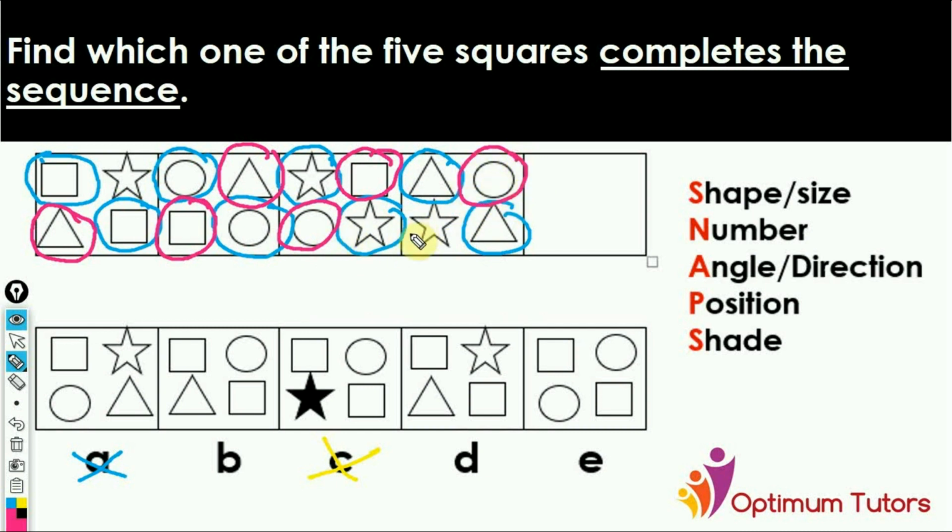So if it follows this rule for the next step of the sequence, I should see a star in the top right corner in my one. And I can see here, I've got that here in option D, that the star is in the top right corner. So I can eliminate option B because it doesn't have a star, and option E because it doesn't have a star. So that means my answer must be option D, because that is the only figure that follows the pattern.